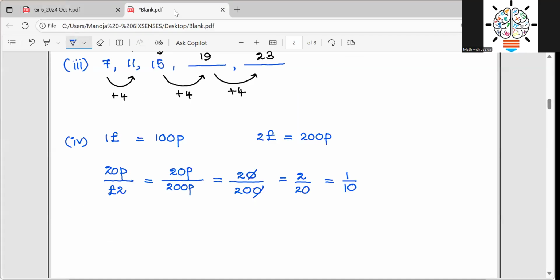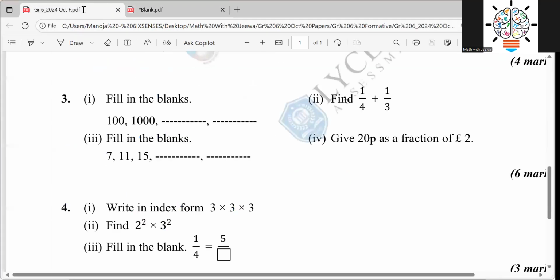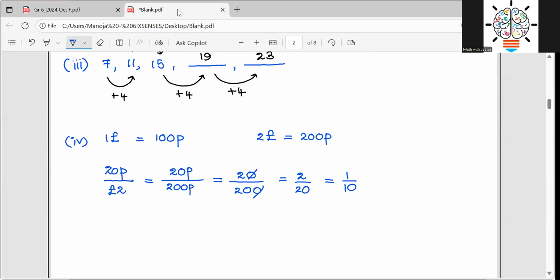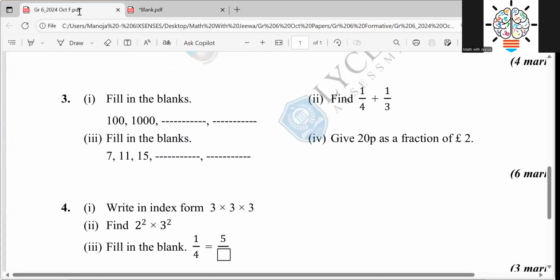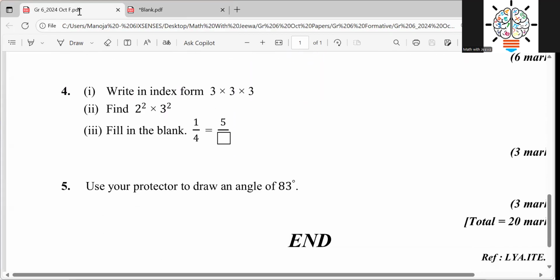So if you have kept it as 2 over 20, that is also correct, because in this question they have not mentioned you want to write it in its simplest term, but better to write it in simplest term. So then if they have given 2 over 20, still you get the marks. If they have given 1 over 10, still you get the marks, right? So then we will move to the next question, that is question number 4.